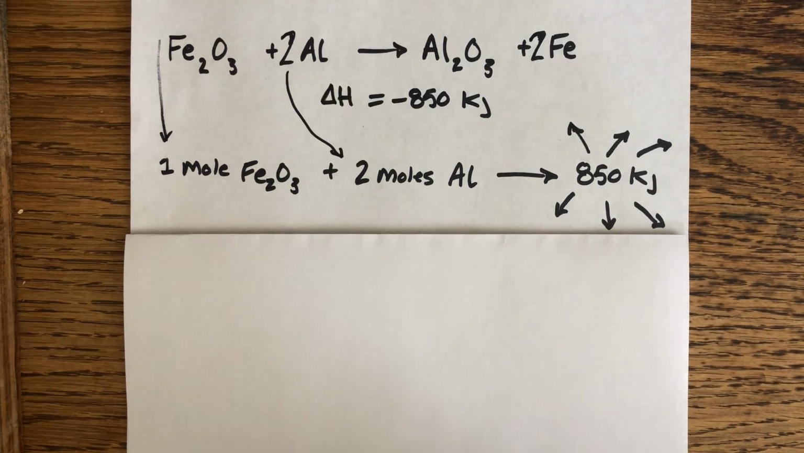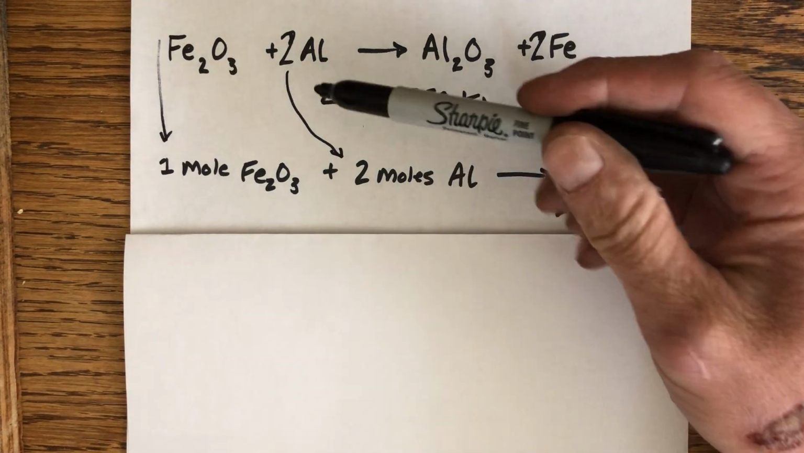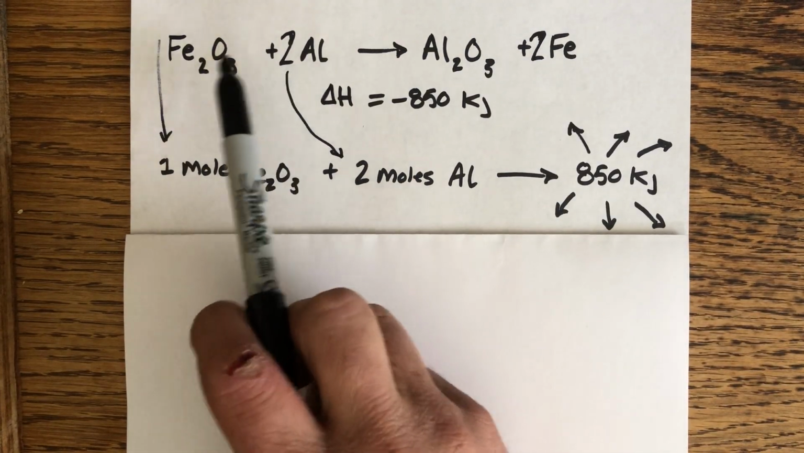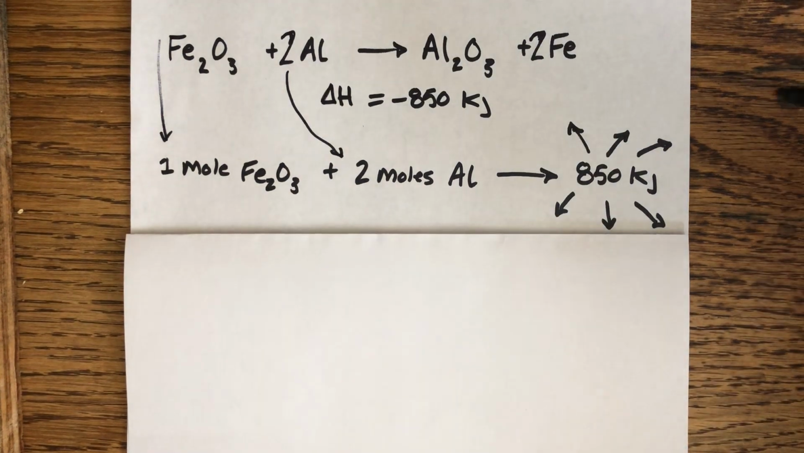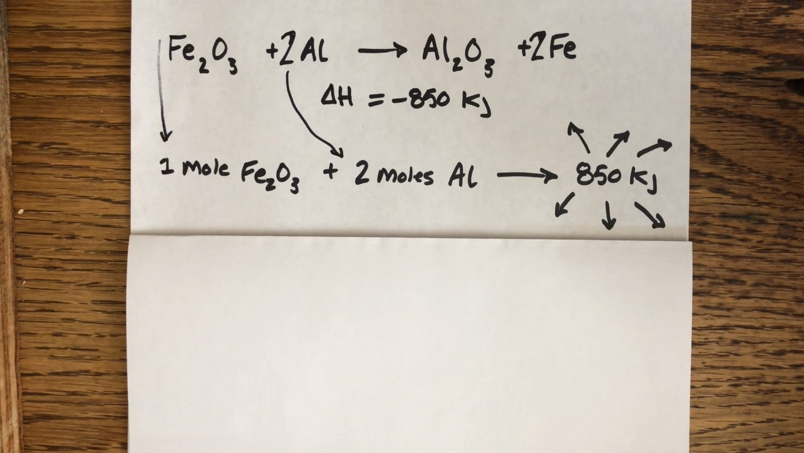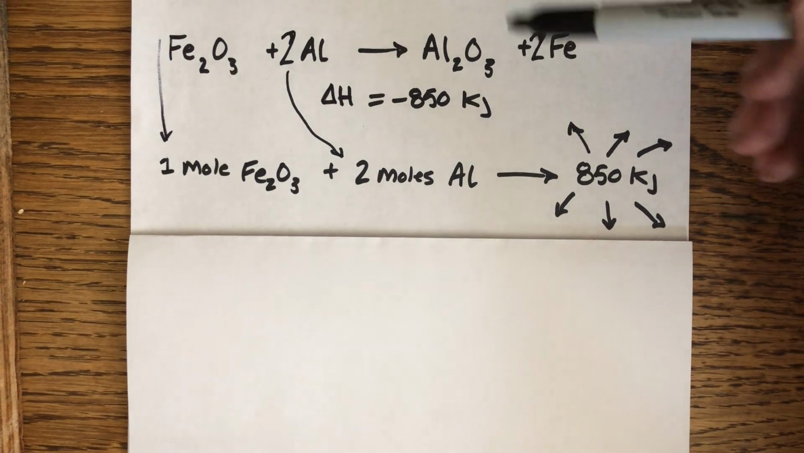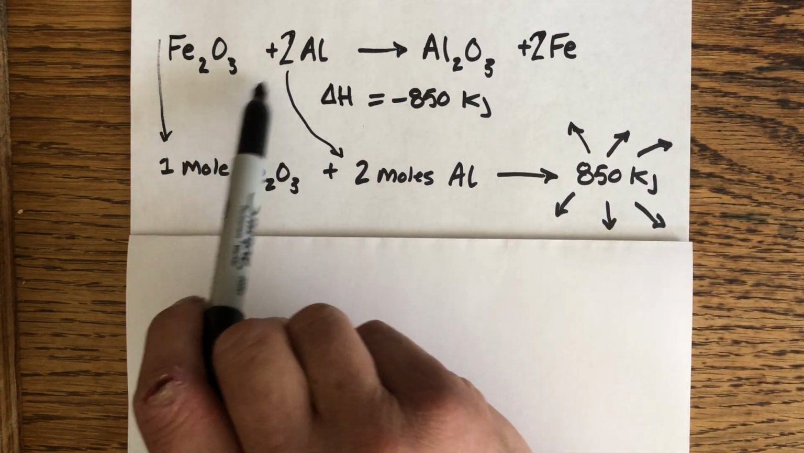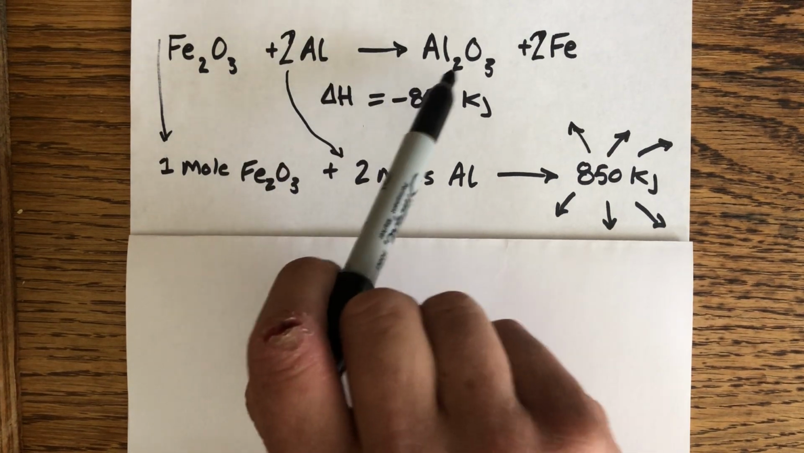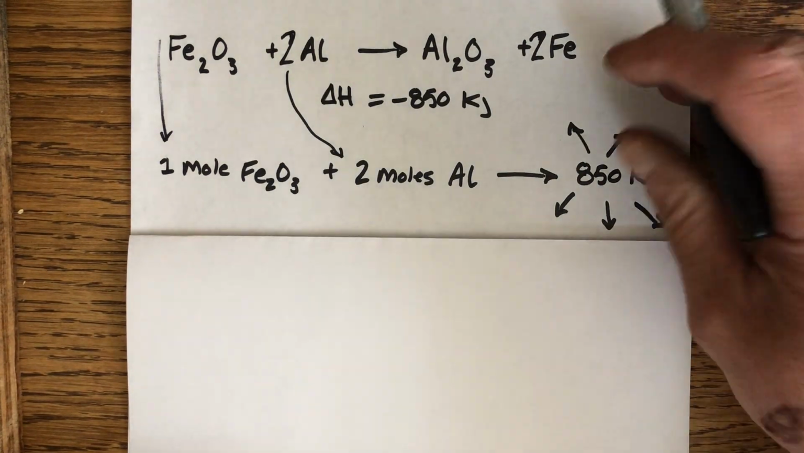Now, if we adjust the amounts of our reactants here, then we're going to have to adjust the amount of energy that is being produced as well. And that goes back to what we did with limiting reactant and the production of product. We know that if we have different amounts of reactant from the balanced equation, we're going to make a different amount of product, and it's the same with energy.